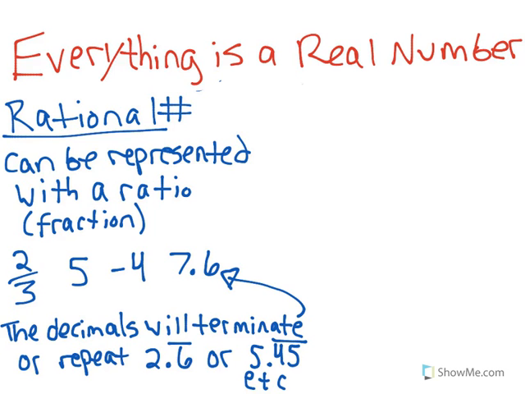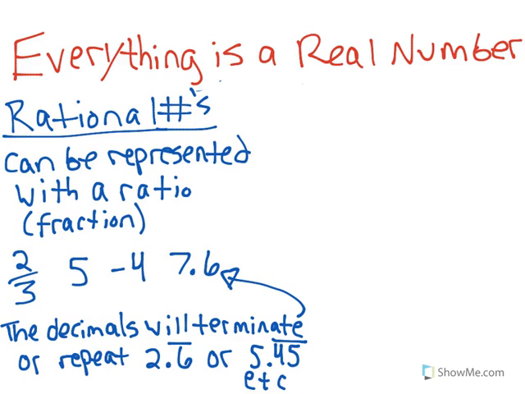Alright, so pretty much every number we discuss in math for now, all the way up until pretty much Algebra 2, everything is going to be a real number. In Algebra 2, you'll discover some things called imaginary numbers, but those aren't our concern right now. So everything is a real number. So we're going to talk about two types of real numbers. The biggest category are rational numbers. Rational numbers are things that can be represented with a ratio or a fraction.